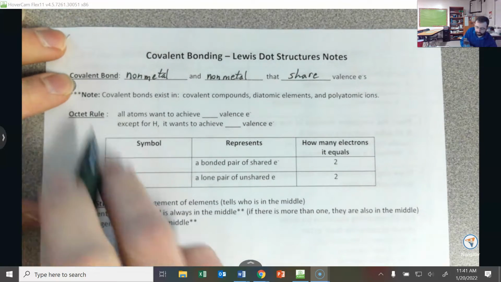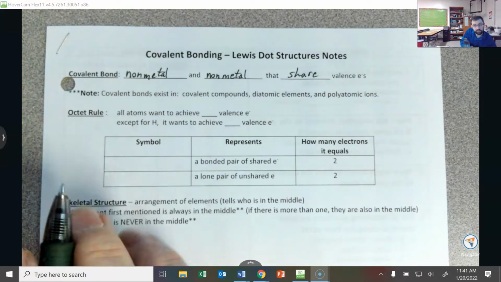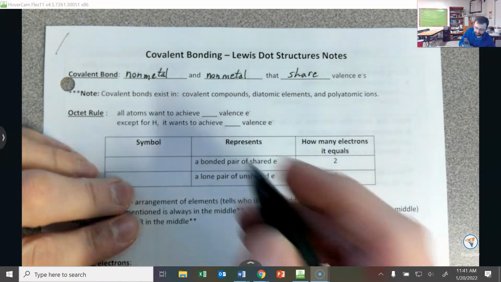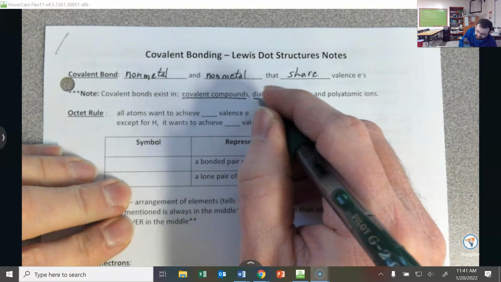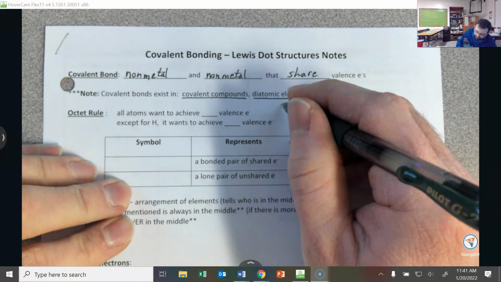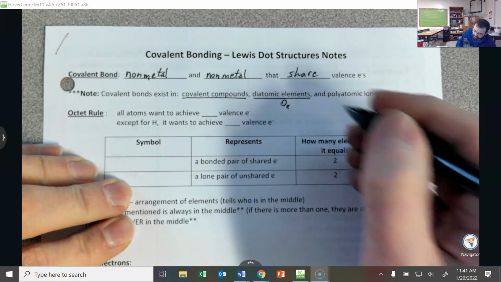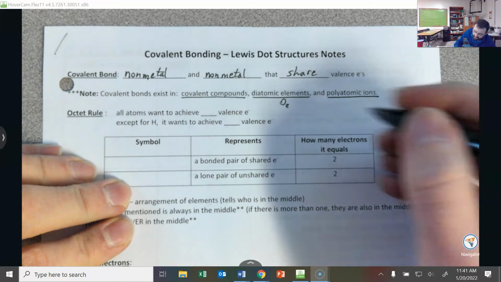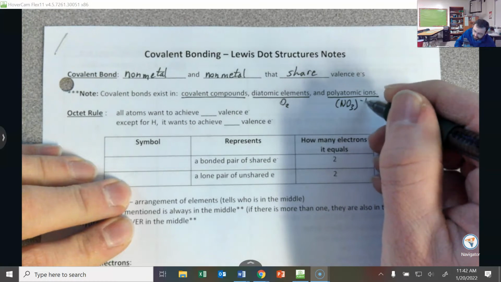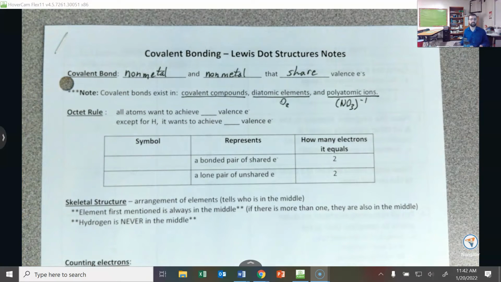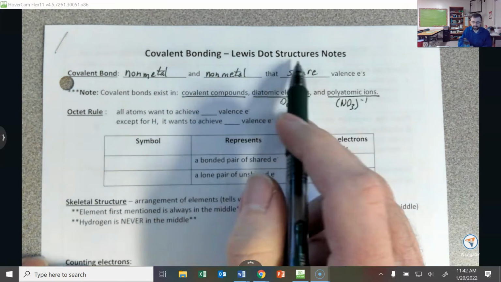I want you to note that covalent bonds can exist in three different things, not just in covalent compounds, but they do exist in covalent compounds. They also exist in diatomic elements. An example of that would be something like O2. Also, they exist in polyatomic ions, such as NO3 with a -1 charge, or SO4 with a -2 charge, and so on. So covalent bonds exist in all of those, and we're going to be drawing something called Lewis dot structures.